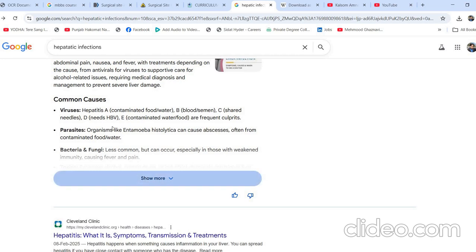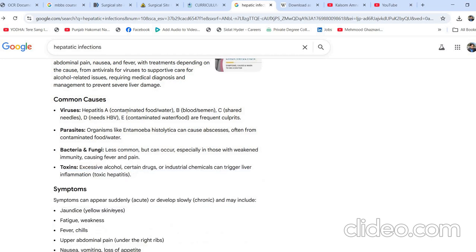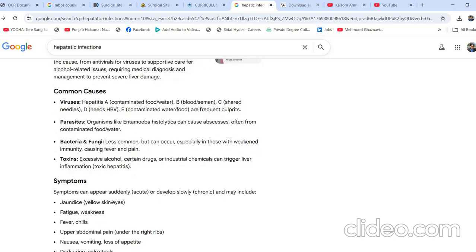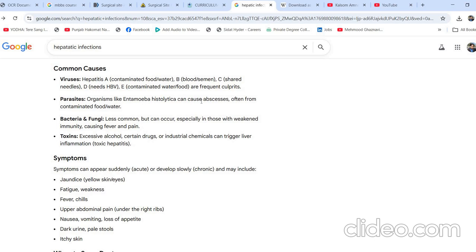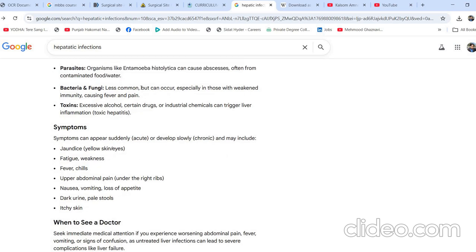Viruses include hepatitis A, from contaminated food and water; B, from blood and serum; C, D, E, from contaminated water, food, fluids, etc. Parasites and organisms can cause pus, often from contaminated water and food. Bacteria and fungi are less common but can occur, especially in those with weakened immunity, causing fever and pain. Toxins are another cause.